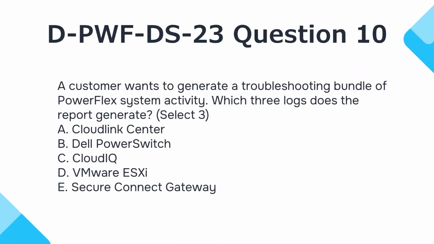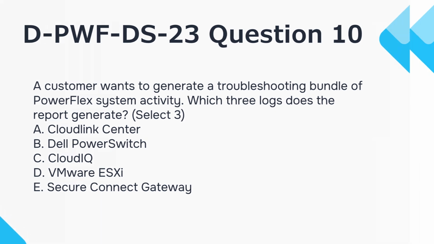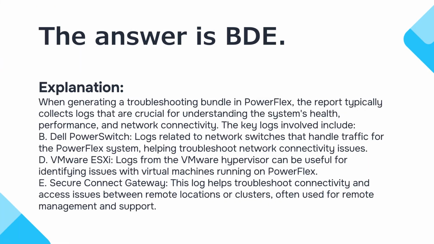A customer wants to generate a troubleshooting bundle of PowerFlex system activity. Which 3 logs does the report generate? Select 3. A. CloudLink Center. B. Dell PowerSwitch. C. CloudIQ. D. VMware SG. E. Secure Connect Gateway. The answer is BDE.